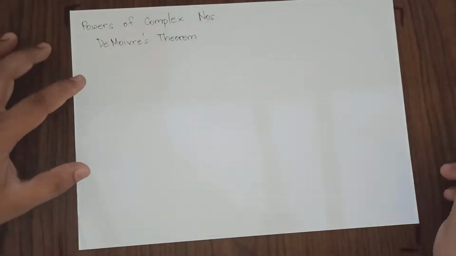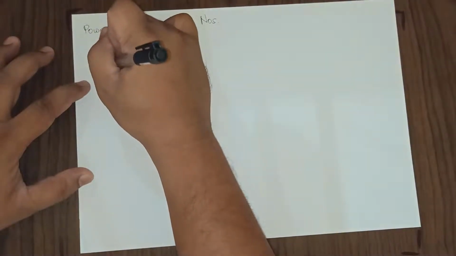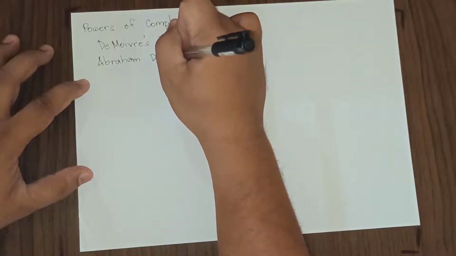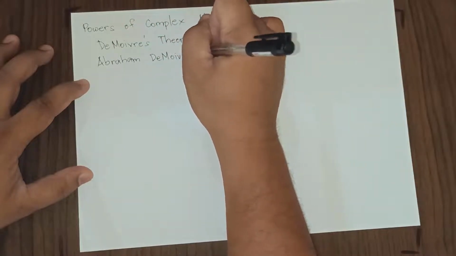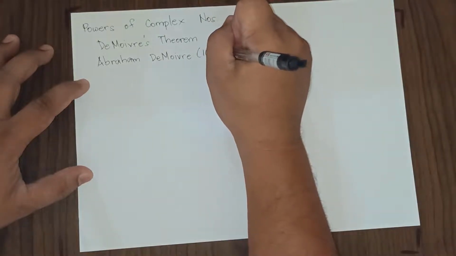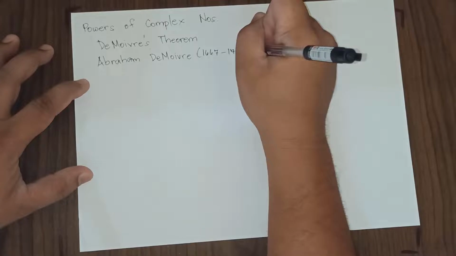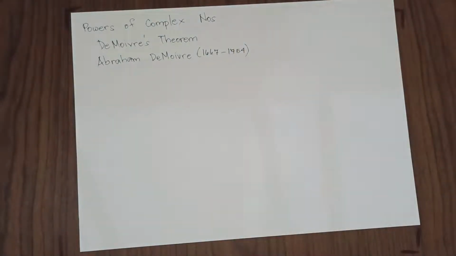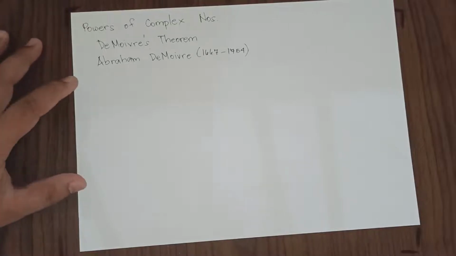Okay, meron tayong tinatawag na DeMoivre's Theorem by Abraham DeMoivre from 1667 to 1754, no? Okay, sabi ni Abraham DeMoivre na we can actually multiply complex numbers repeatedly by itself, no?